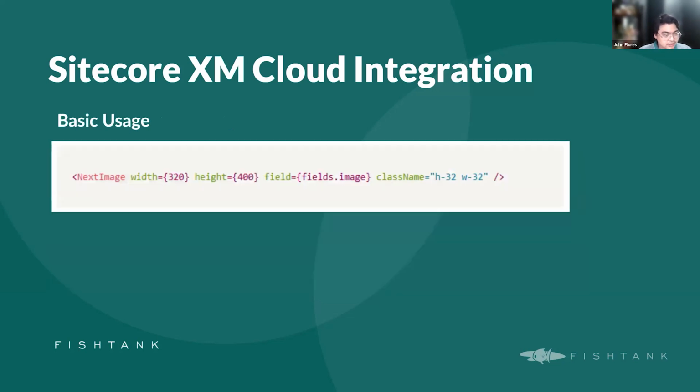So as you can see here, I have a simple use of the next image. Pass in the same width and height that was required for the Next.js image. But now instead of the source, I have the field prop. I don't need alternate text because the field from XM Cloud or Sitecore already provides that. So that's all good. And then a class name, obviously, that uses Tailwind.